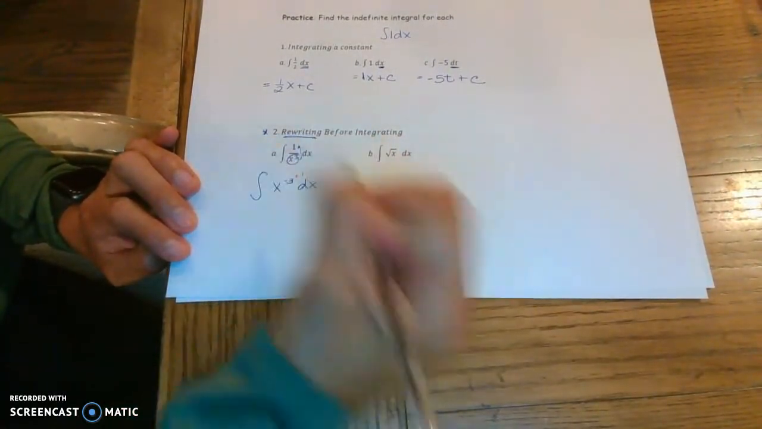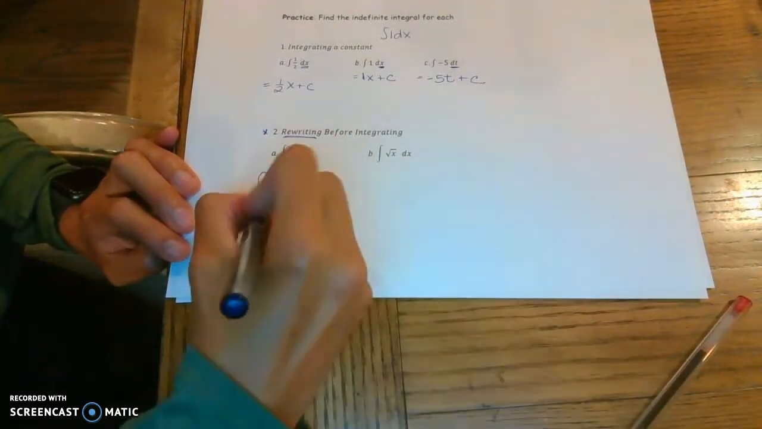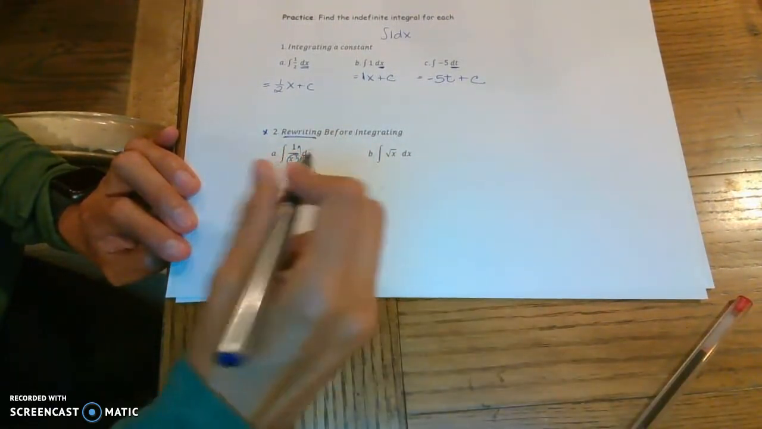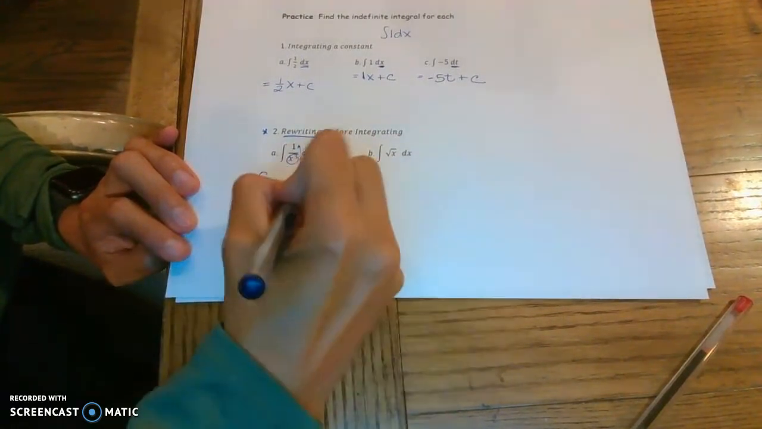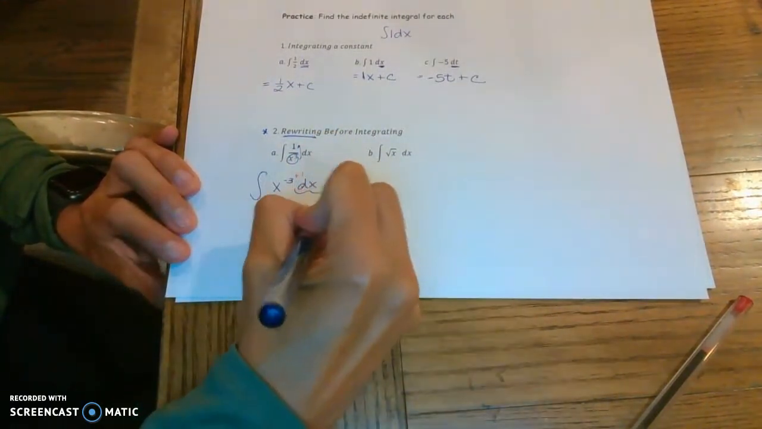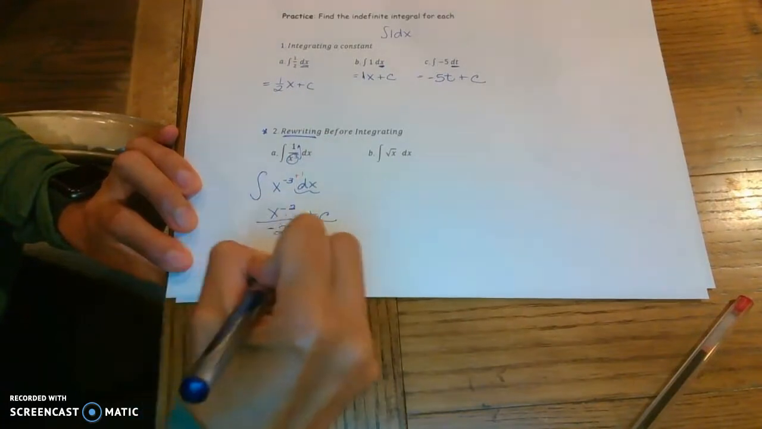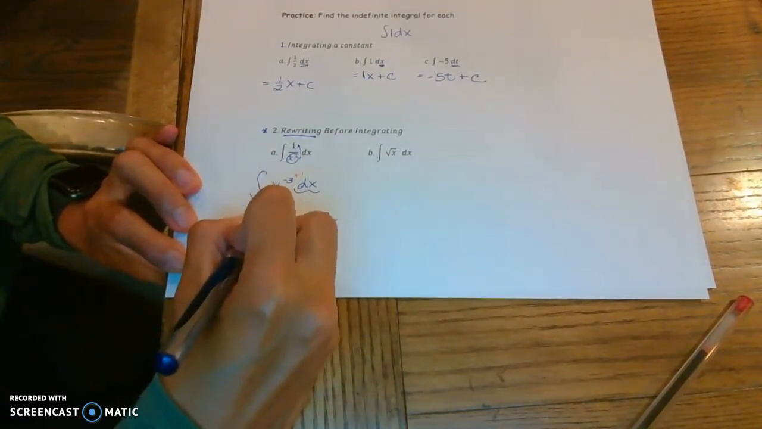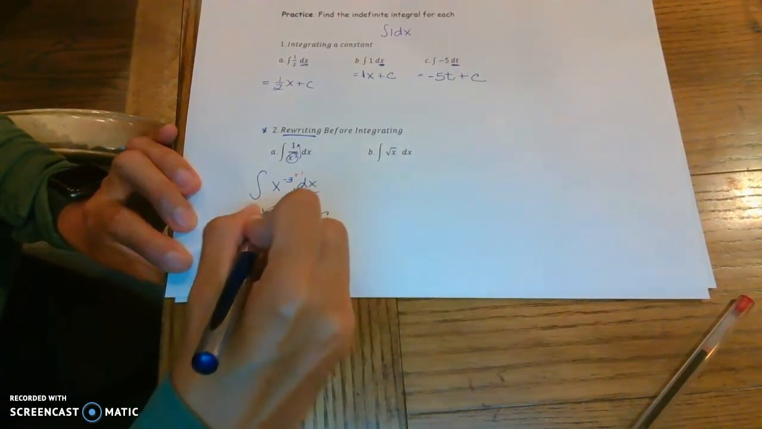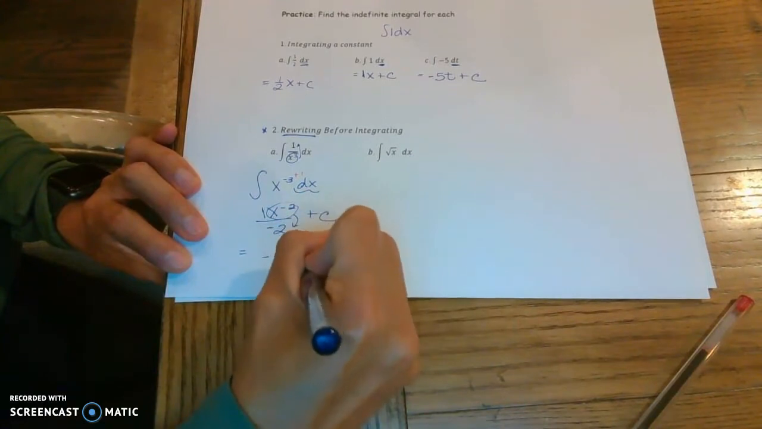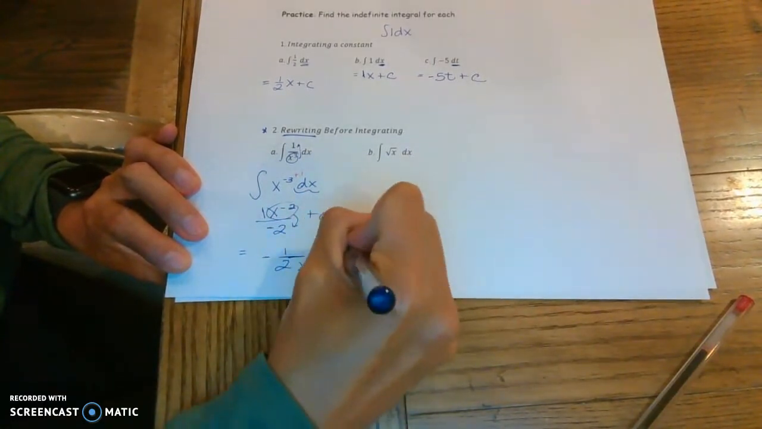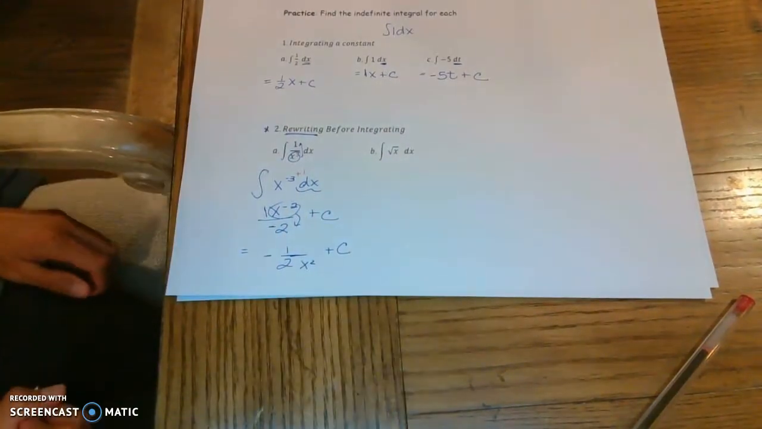I'm going to add 1 to it. Well, then that becomes x to the -2. And then you're going to divide by that new exponent of -2. This dx turns into plus c, so this is just now -1/2, right, because it's a -1/2. Now I'm going to put this back down here, x squared plus c. That would be my answer there.